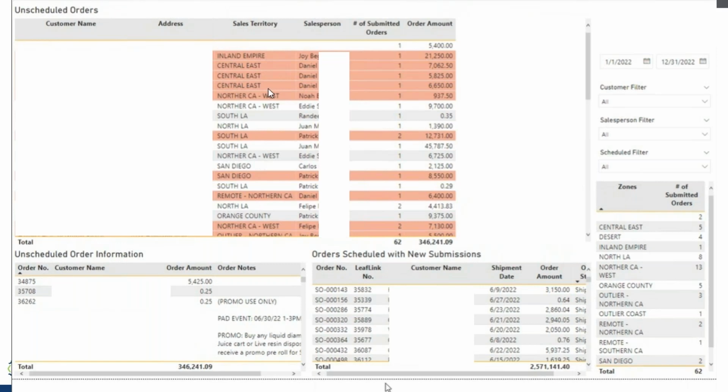So they could click on that first red line at the top, which would filter the information down below. So they would be able to directly see down below the order that is scheduled. Would it make sense to try to throw it in with this one? Does it not? And this is where they can start to make some of those business decisions.